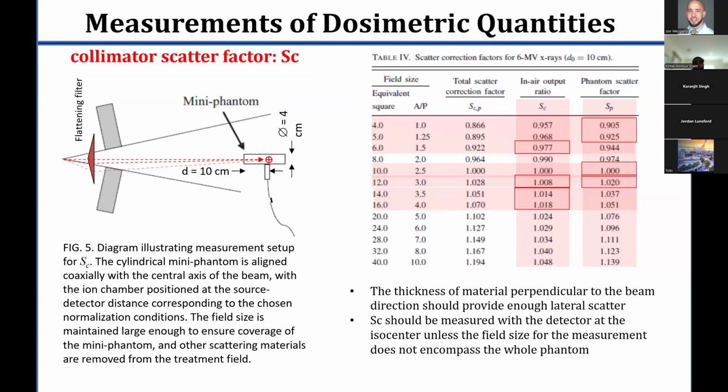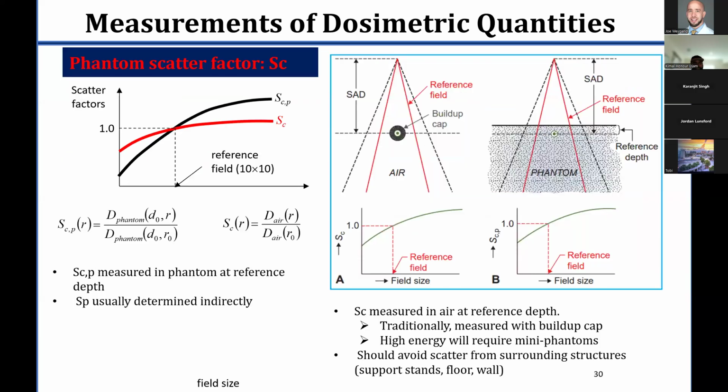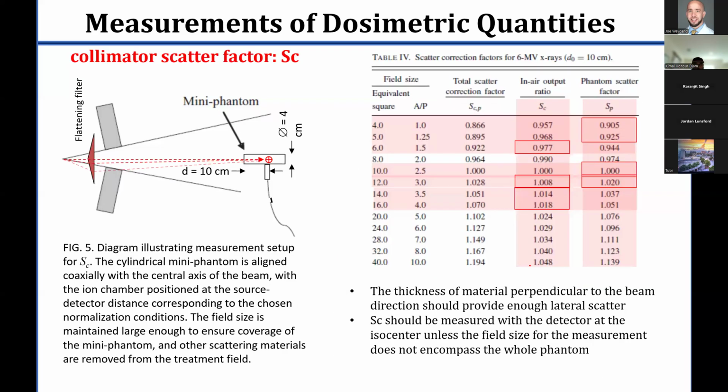Now, we can also, if you look at the previous slide, where this diagram I took from Khan shows us the measurement of SC in air. This here shows us the measurement of the total phantom scatter in medium or in a phantom. Another method that is also commonly used to measure SC is with the use of what we call the mini phantoms. And this typically is used for high energy beams.